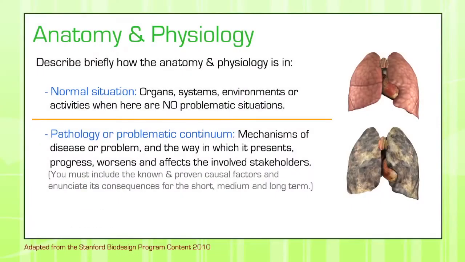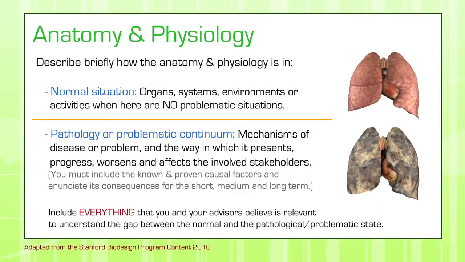And so basically, for an anatomy and physiology or problematic continuum analysis, what you have to do is include everything that you and your advisors believe is relevant to understanding the gap between the normal and the problematic situation. Everything. Please be as thorough as possible. It doesn't matter how extensive you are, but if it's really extensive, you have to create a summary or an abstract that describes the main points that you have discovered.